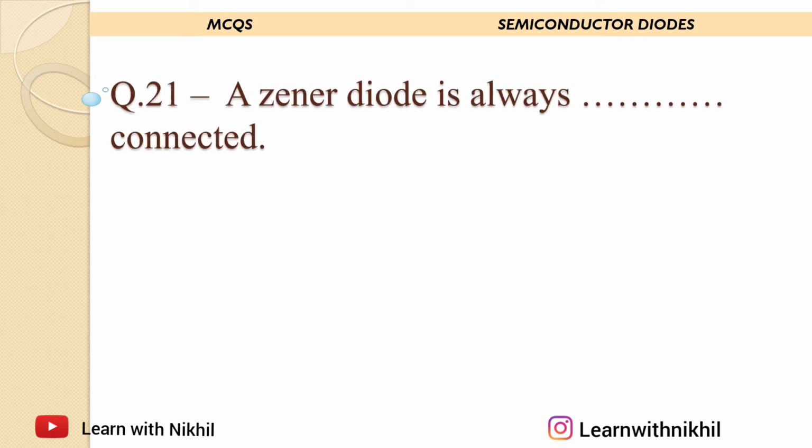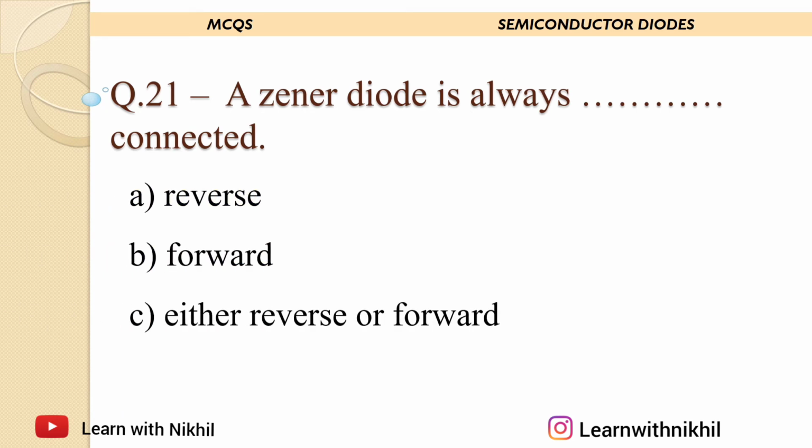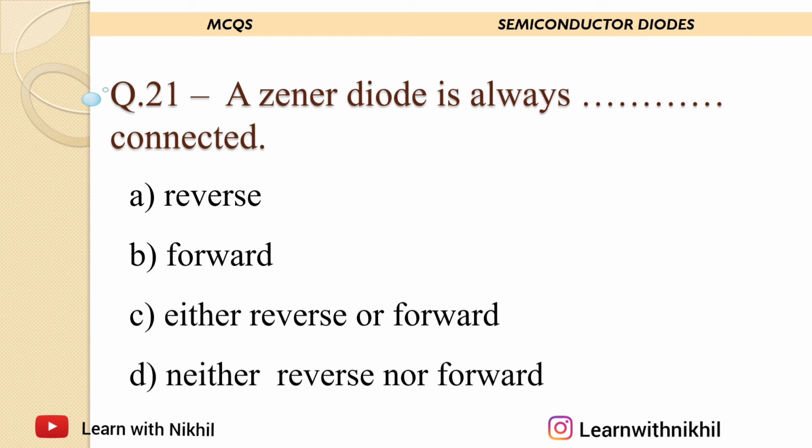Next, Zener diode is always dash connected. Reverse, forward, neither reverse or forward. So Zener diode usually we connect in reverse bias condition.